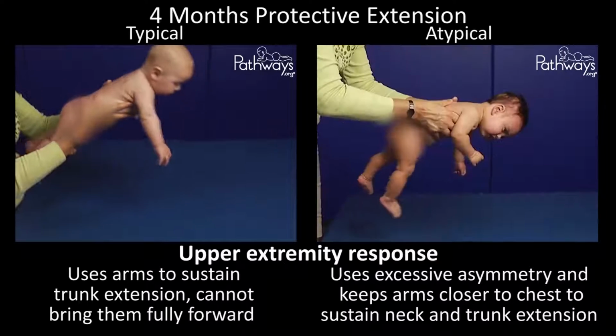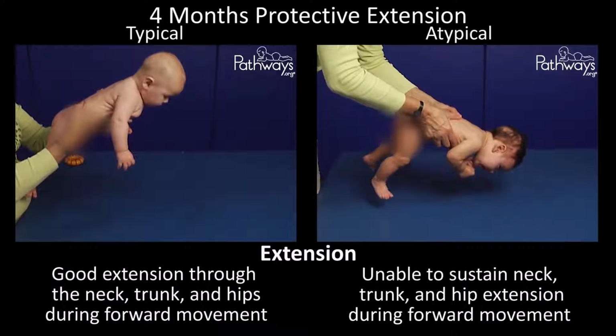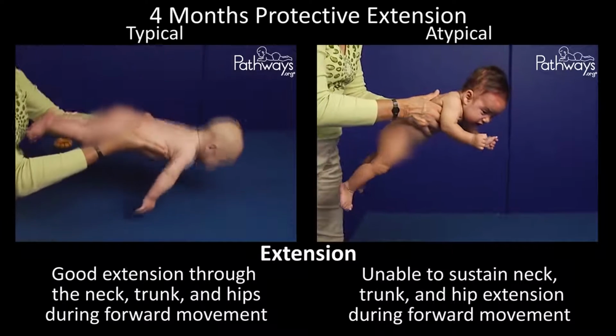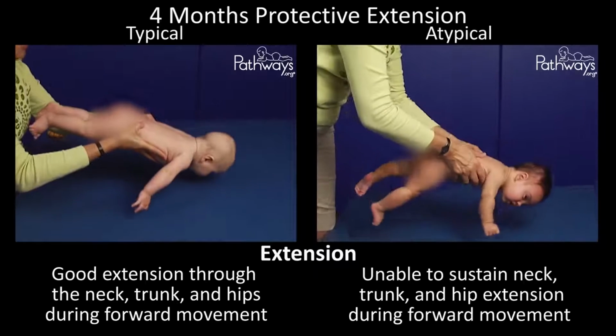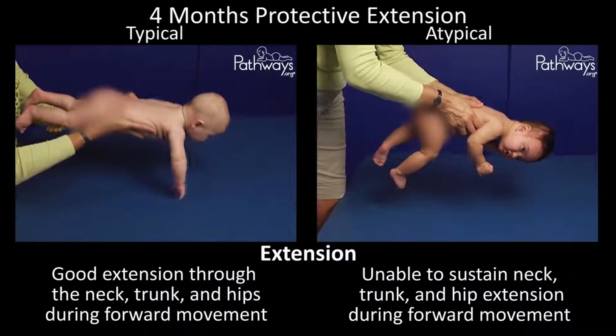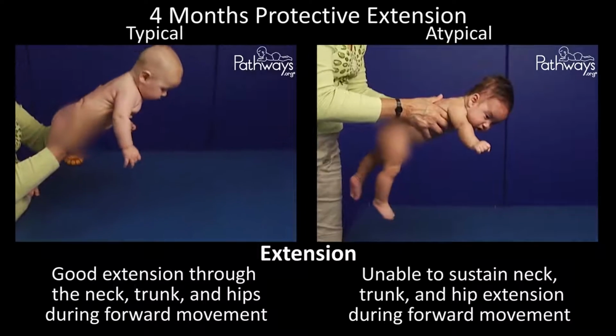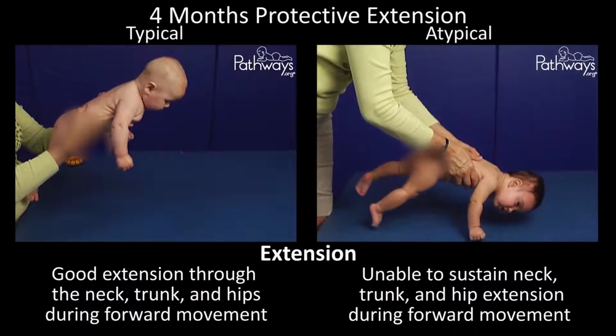Extension. The baby on the left has good extension through the neck, trunk, and hips during forward movement. The atypically developing baby on the right is unable to sustain neck, trunk, and hip extension during the forward movement.